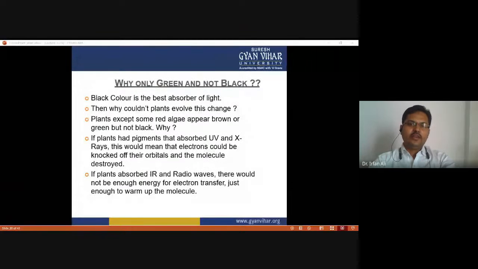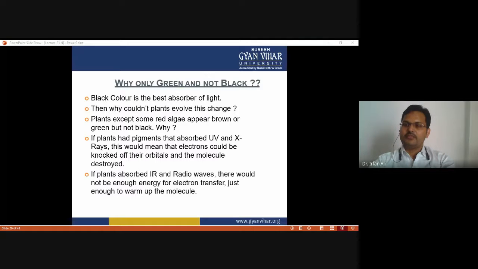So why only green and not black? Black color is the best absorber of light, but why is the pigment not black and instead green? Why could the plant not evolve this change? Plants, except some red algae, appear brown or green but not black.